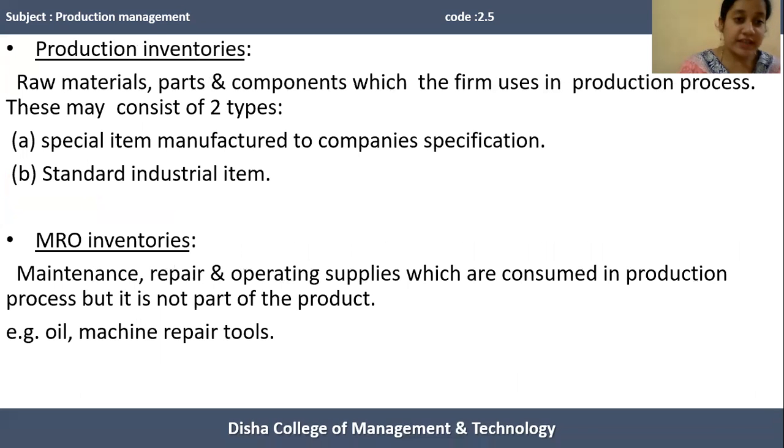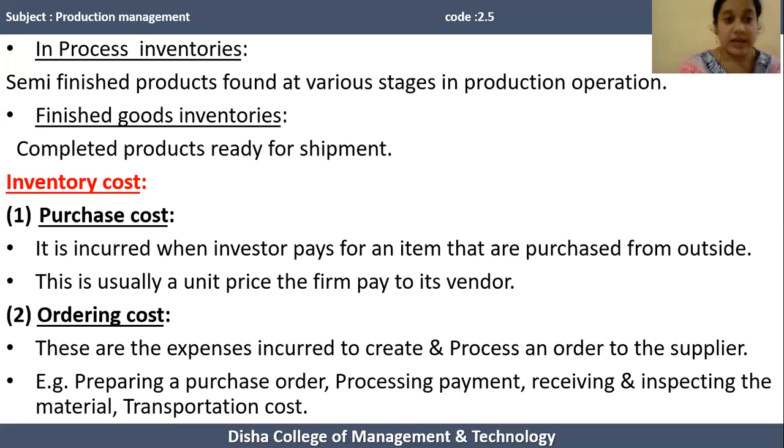So these are the various types of inventories. After that, we will discuss various costs that are associated with inventory. Now we are going to discuss various inventory costs. First one is the purchase cost.